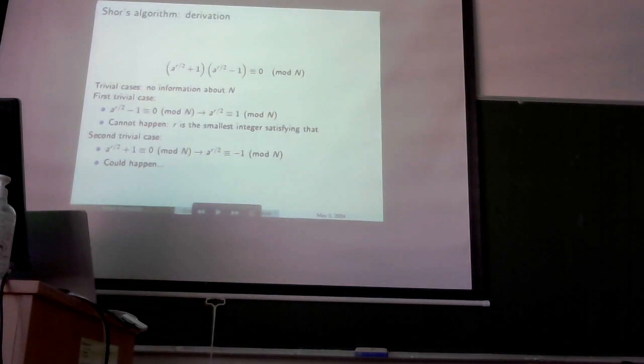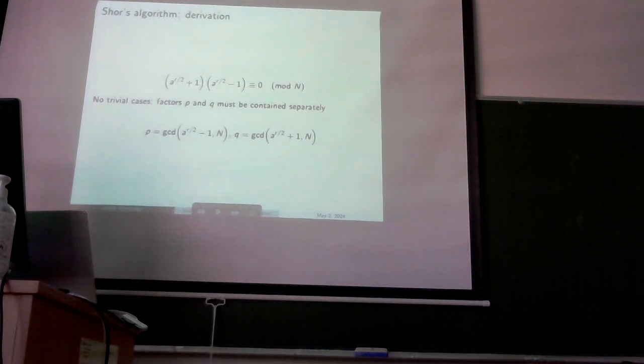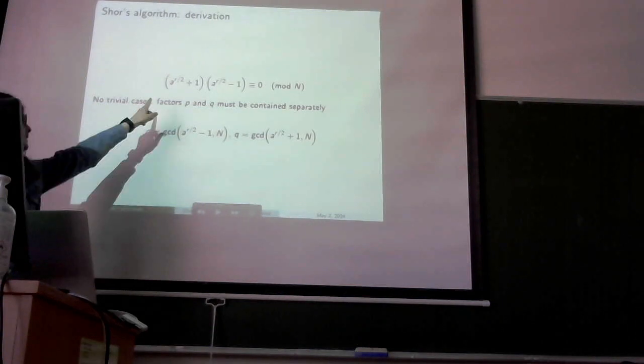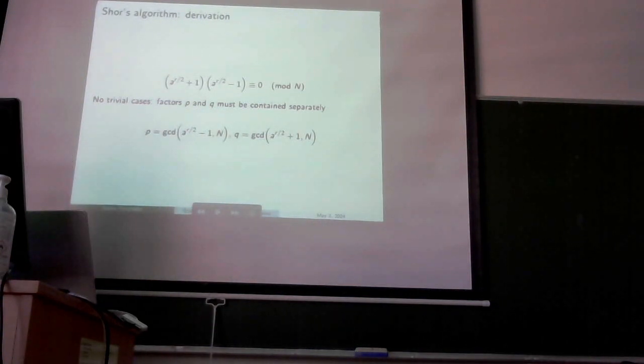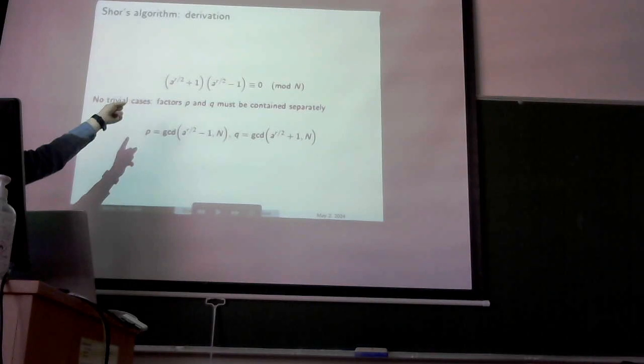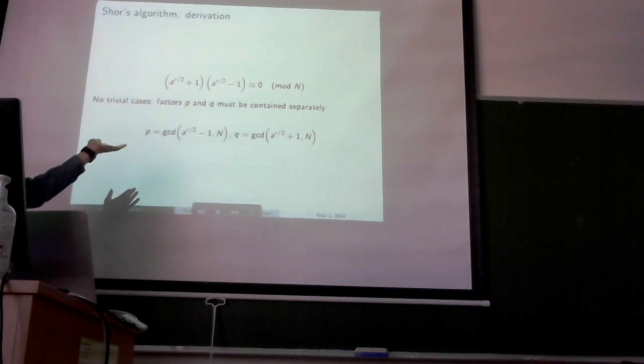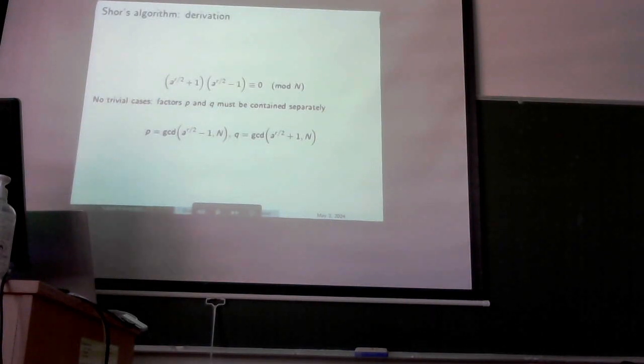The most interesting case is the non-trivial case, because if n is not individually contained in this factor or in this other parenthesis, then n must be contained together in the entire number. And therefore, p and q must be separately contained in these two factors, which means that by applying the greatest common divisor, we can extract the factors from this expression. And this is how we can factor a number using this mathematical background.